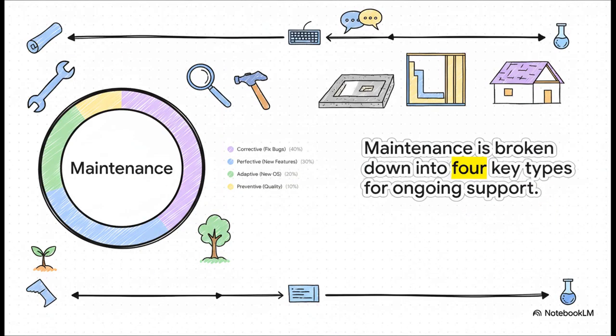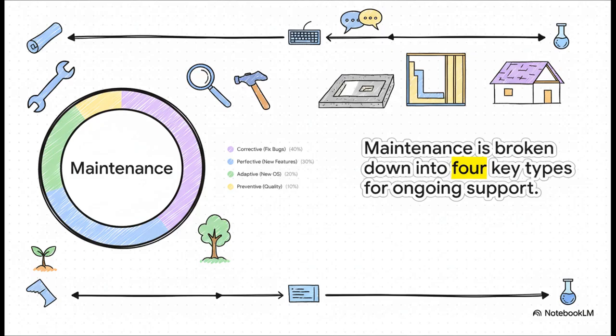And maintenance isn't just one thing either. It usually breaks down into 4 key types. You've got corrective, which is fixing bugs, adaptive, which is making sure the app works when a new phone or OS comes out, perfective, which is adding those cool new features, and preventive, which is about cleaning up old code to prevent problems down the road.